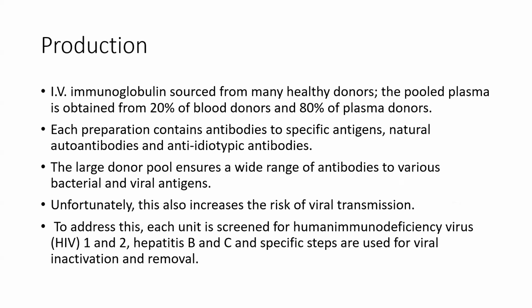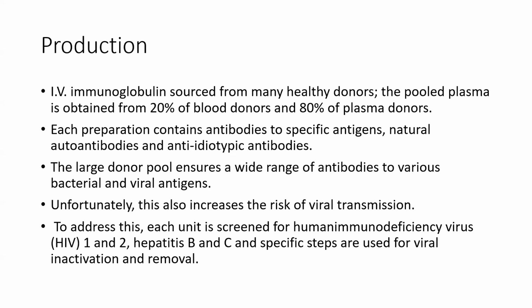Now about the production. IV immunoglobulin is sourced from many healthy donors. The pooled plasma is obtained from 20% whole blood donors and 80% plasma donors. Each preparation contains antibodies to specific antigens, natural autoantibodies, and anti-idiotypic antibodies. The large donor pool ensures a wide range of antibodies to various bacterial and viral antigens. Unfortunately, this also increases the risk of viral transmission.